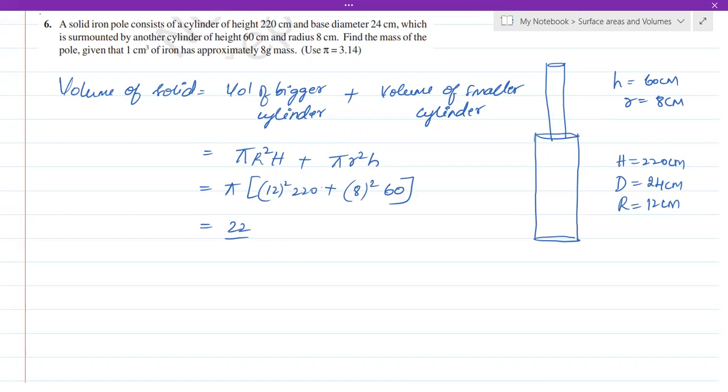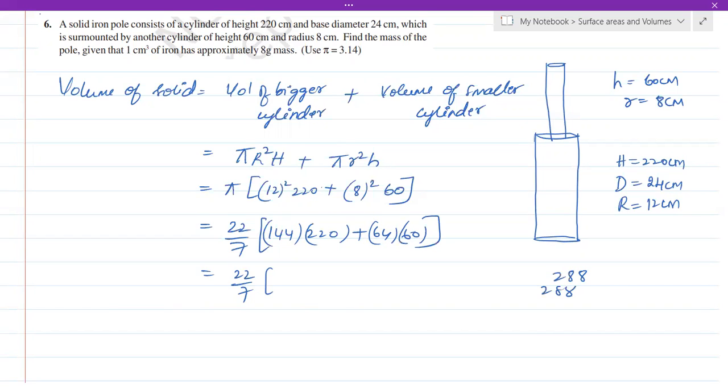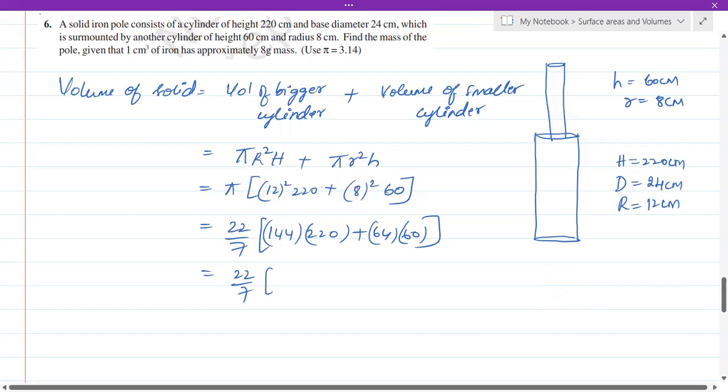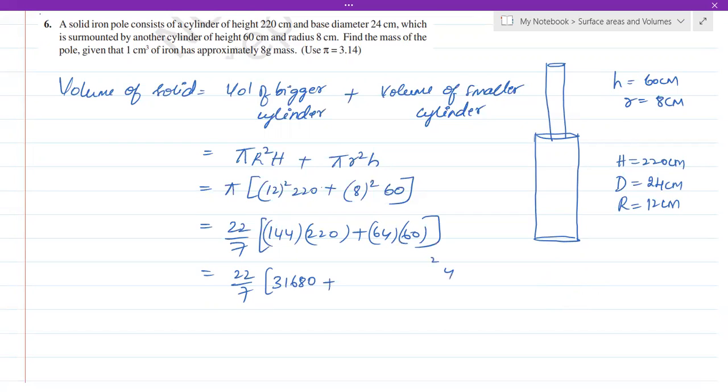So pi is 22 by 7 as it is. 12 square is 144 into 220. 8 square is 64 into 60. Okay, so we get 22 by 7 into 144 into 220. That comes around, if we calculate it, 31,680, plus 6 4s are 24, 6 6s are 36, 38, 3,840.